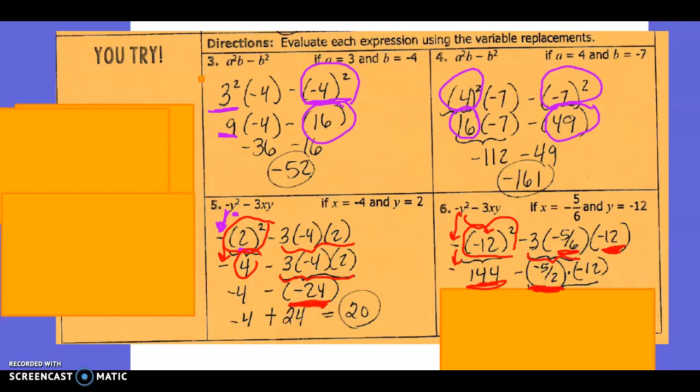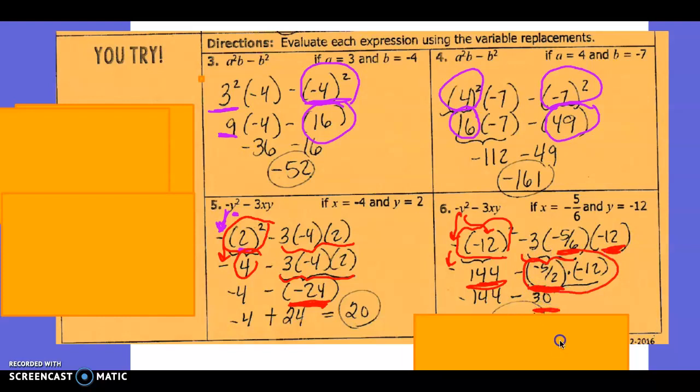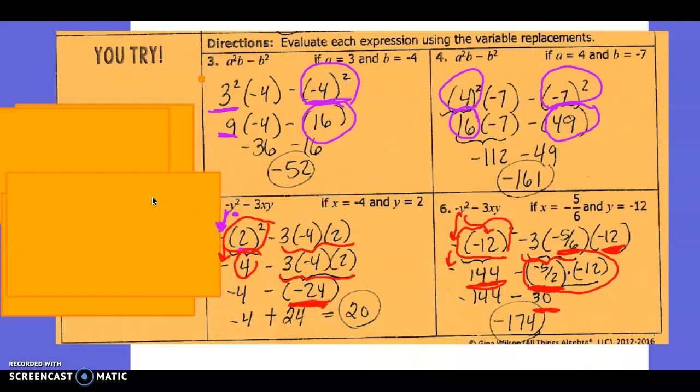My next step would be to multiply before I do the subtraction. And -5/2 times -12 is 30. So I have -144 minus 30. So all of this, let me see if I get my pen here. All of this right here is 30. And so the final answer should be -174. So hopefully you got some of those answers right.